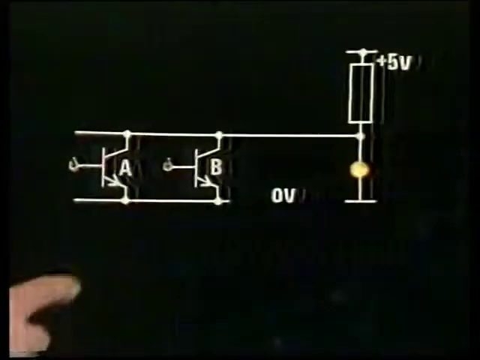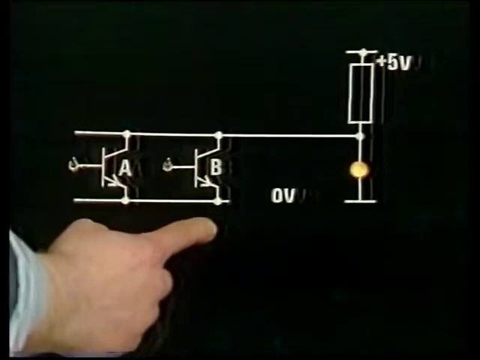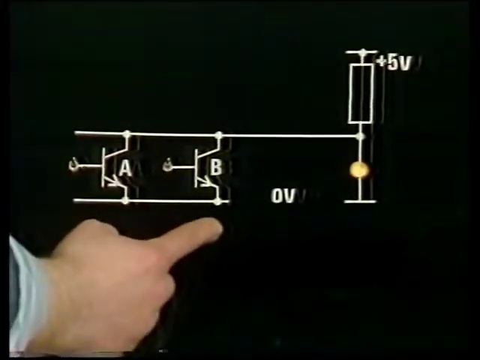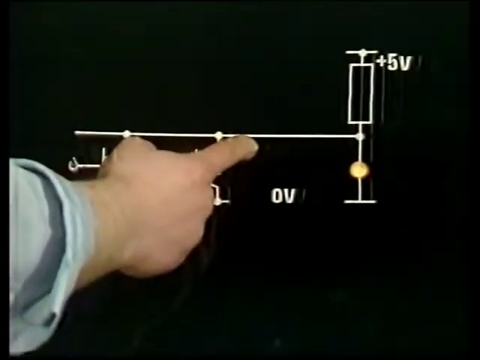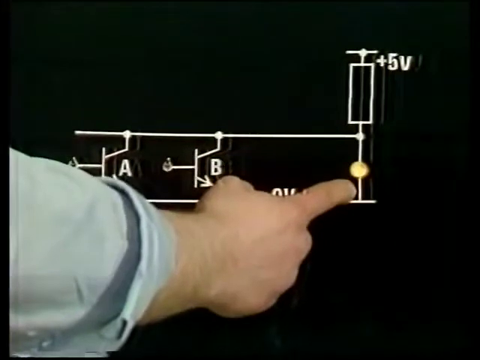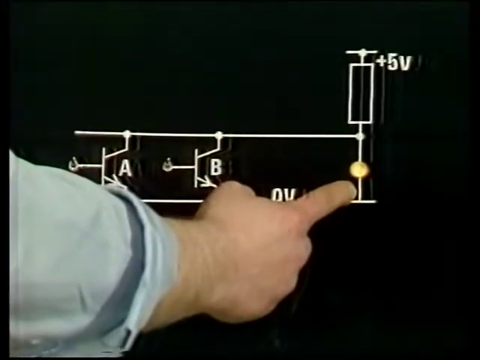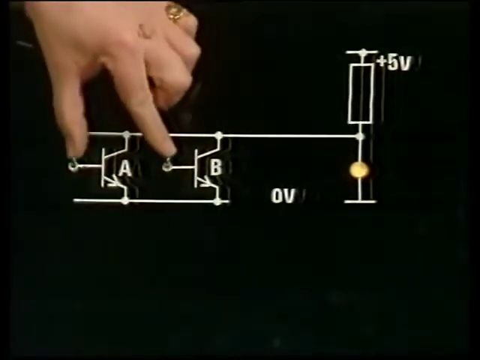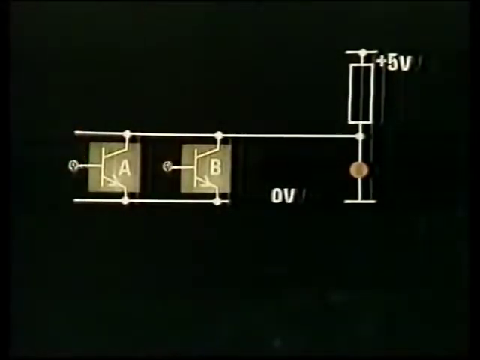I've only shown the output transistors here just to keep things simple. Device A and device B connected to the same line. And here's the pull-up resistor. When this light's on, this means that the line is high. Right, let's start with both these transistors in the on state, i.e., they're both trying to pull the line low.